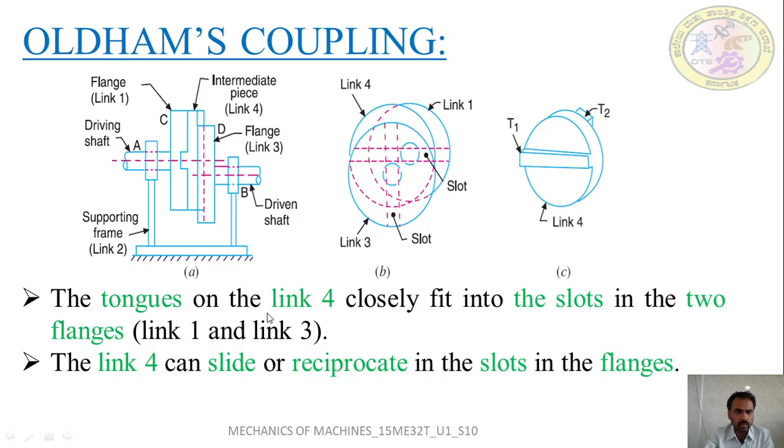So here link 4 and then link 1 and link 3 are forged for forming a tight fit or close fit. So link 4, that is the intermediate piece, fits closely within the diametrical slots of the flanges, that is link 1 and link 3. So during the working, this intermediate piece can slide in the slots of the flange.